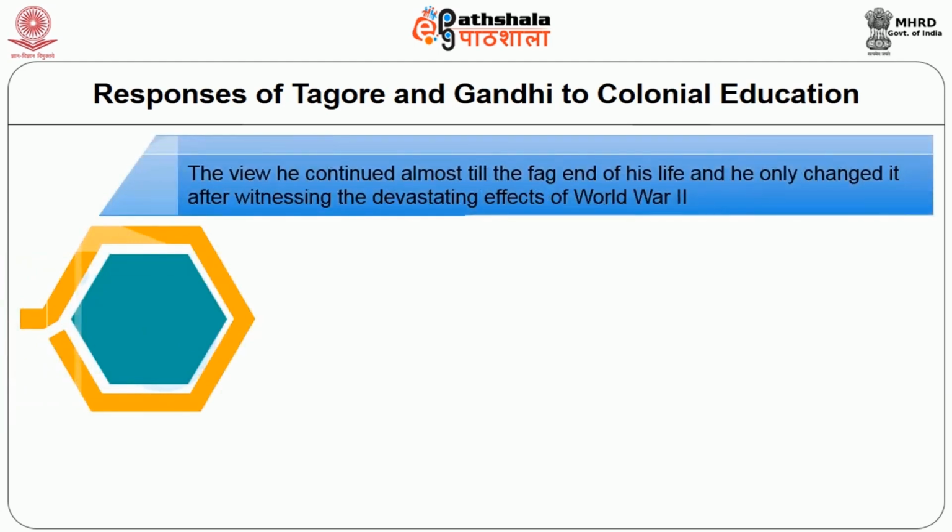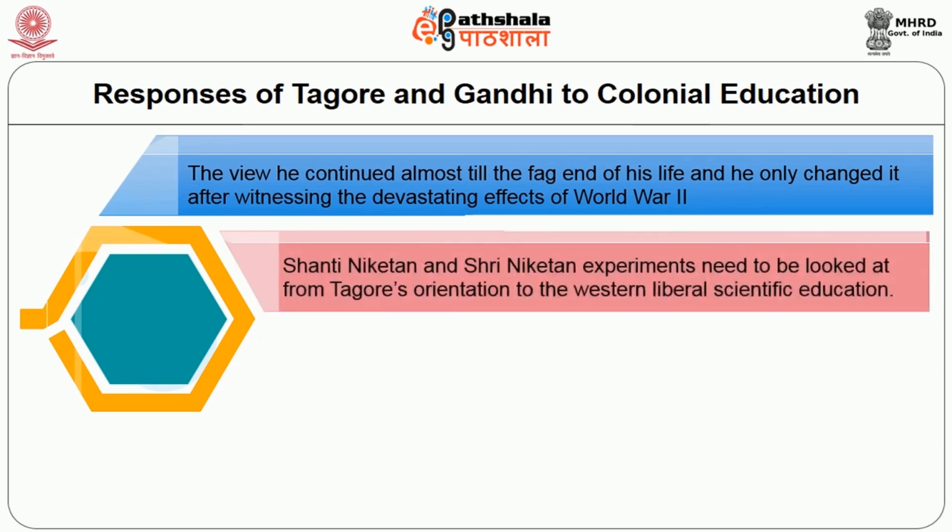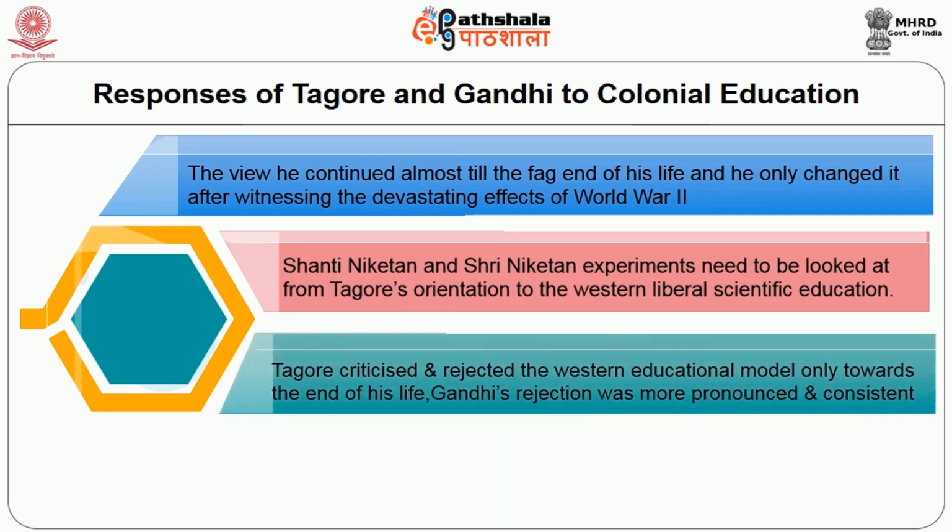This view he continued almost till the fag end of his life, and he only changed it after witnessing the devastating effects of World War II. Both his Shantiniketan and Sriniketan experiments need to be looked at from Tagore's orientation to the Western liberal scientific education. Tagore criticized and rejected the Western education model only towards the end of his life.